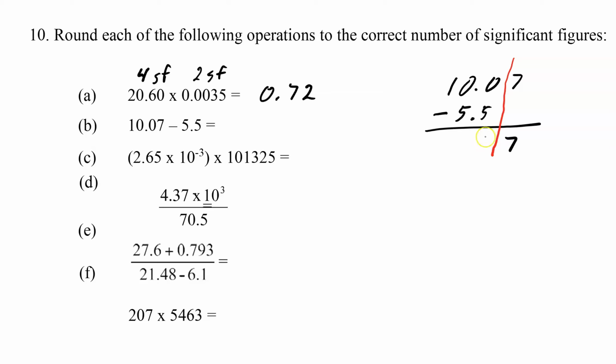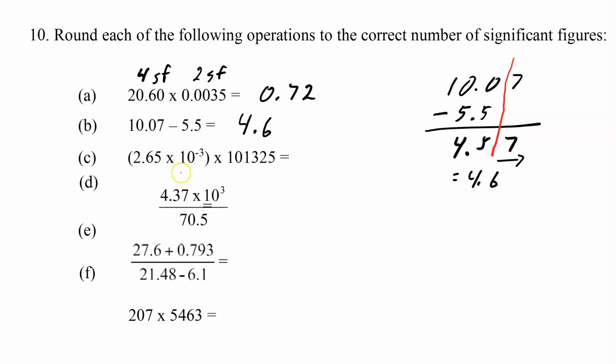Subtracting down, we have a 7, we have a 5, we have a 4. So we have 4.57 for our answer, but we want to get rid of that. 7 is greater than 5, so we're going to round that to 4.6. So our answer is going to be, to the correct number of significant figures, 4.6.